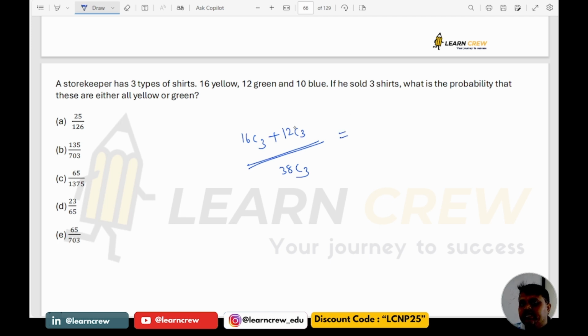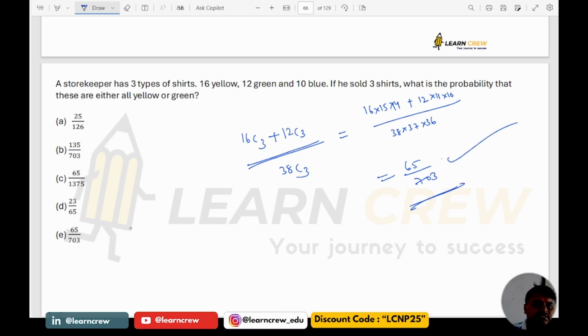Simplify, hence 16 C3: 16 into 15 into 14, plus here 12 into 11 into 10, divided by 38 into 37 into 36. If you simplify, here you will get finally the answer as 65 by 703. 65 by 703 is the answer. Simplify, you will get the answer.